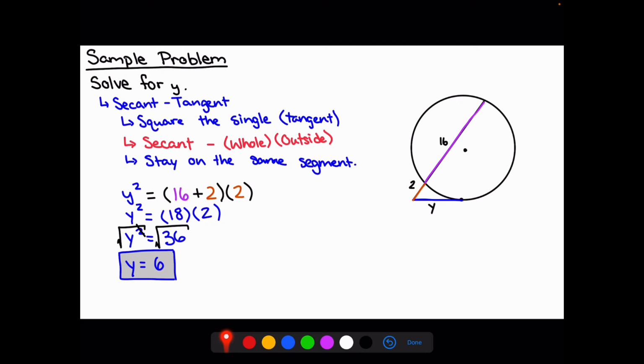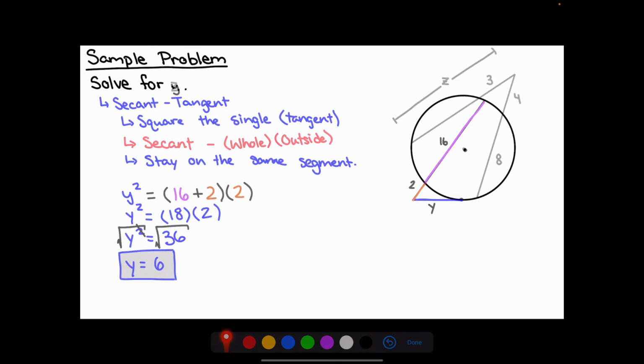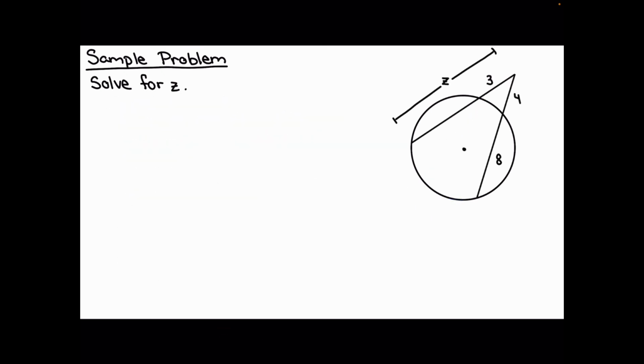All right. And our last power theorem sample problem before we do a challenge problem. When we're solving for z, again, the first thing that we want to do is see what types of segments that we have. So if we look here, we see that we have two secant segments. So again, it crosses the circle at 2 unique points for each of these segments, and they share a common endpoint. And if we have a secant segment, then we do the outside portion times the whole thing.